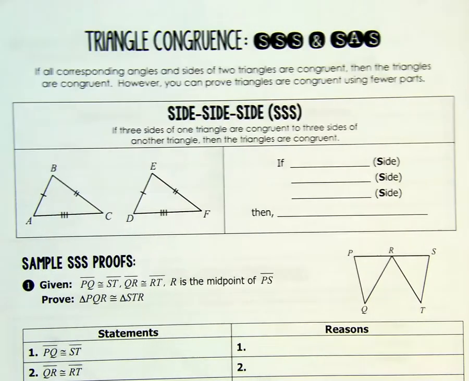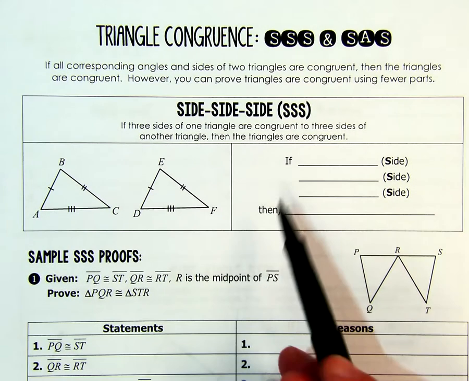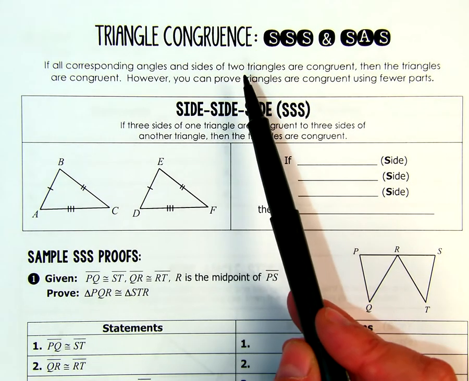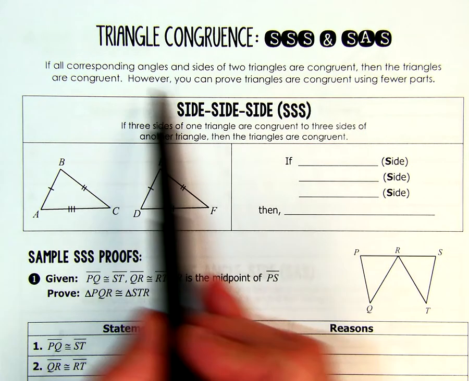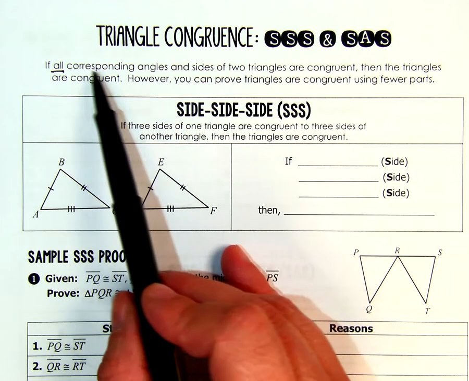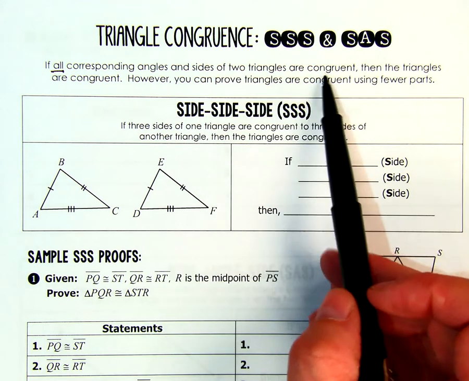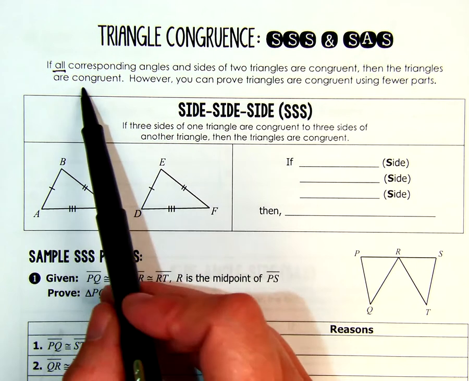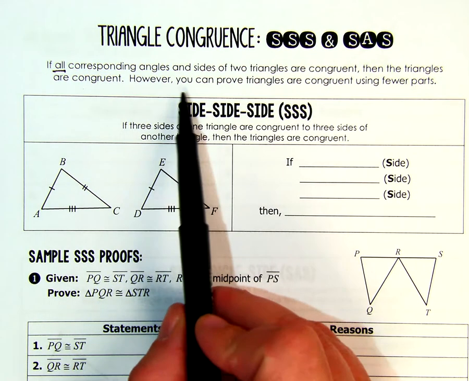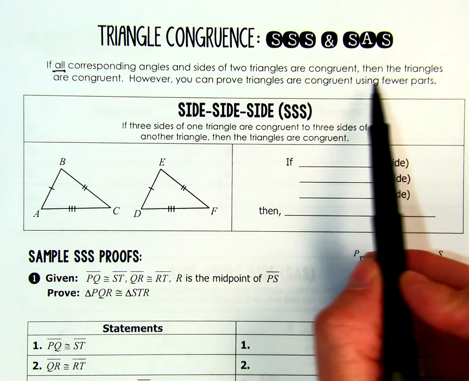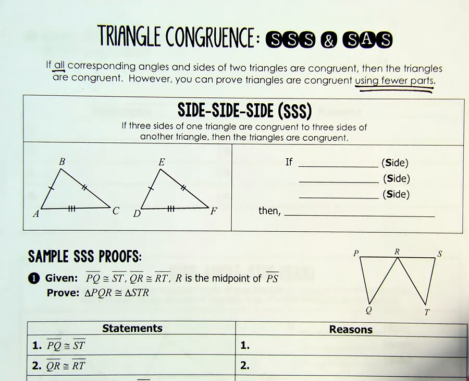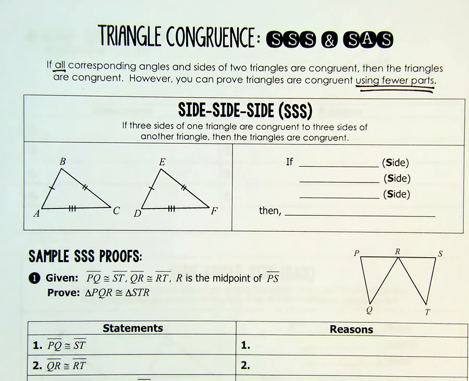triangle congruence. And it says right at the top of the paper, if all corresponding angles and sides of 2 triangles are congruent, then the triangles are congruent. However, you can prove triangles are congruent using fewer parts. And that's what we're going to be tackling right now.